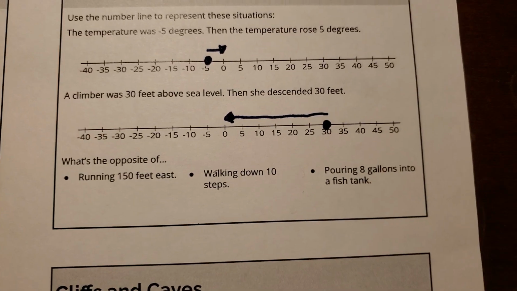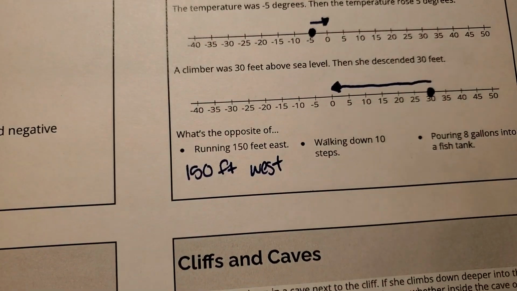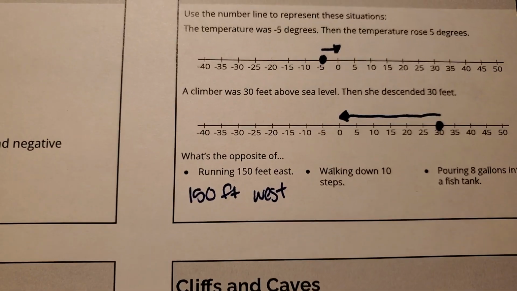Now let's look at what's the opposite of running 150 feet east. We can just say running 150 feet west. The opposite of east is west. You could also say the opposite of running is walking, so we're going to walk 150 feet west. Whatever your heart desires. You don't have to go that in depth, but if you want, you can.